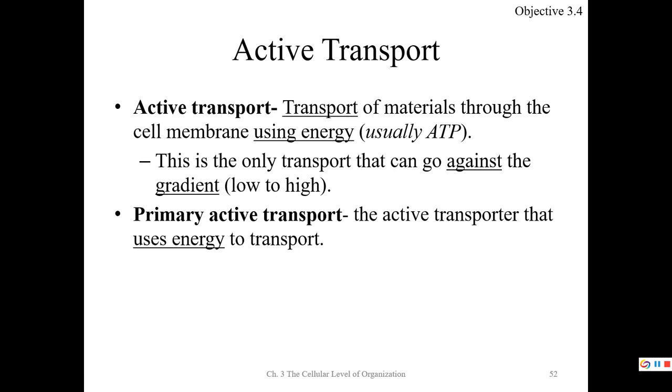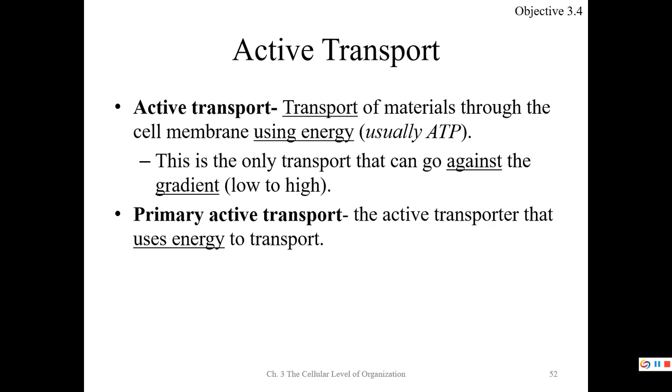Now, active transport, this is a very big deal. Active transport is transporting material through the cell membrane using energy, usually ATP. Now, one example of active transport where ATP is not used would be in the electron transport chain of mitochondria, or in bacteria where the electron transport chains are used to generate chemiosmosis. Okay, now this can go against the gradient. It can go from low to high.